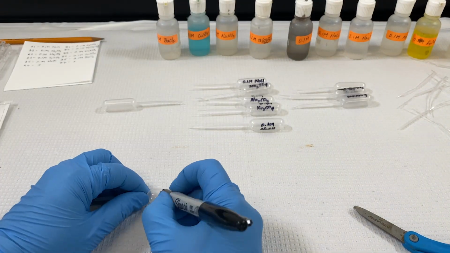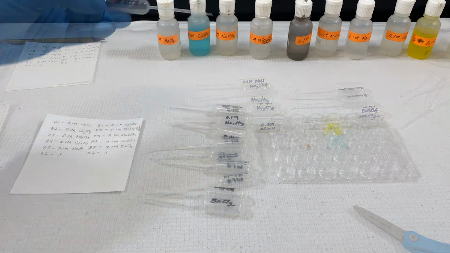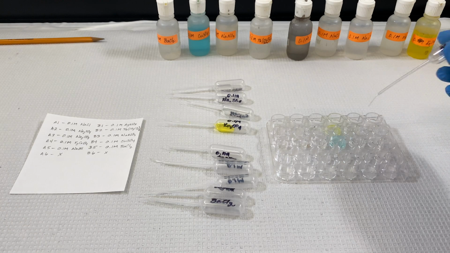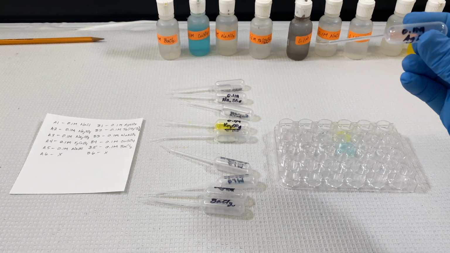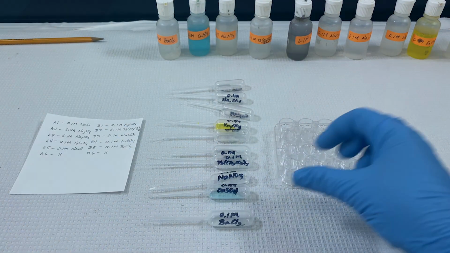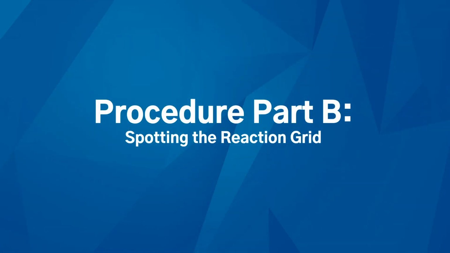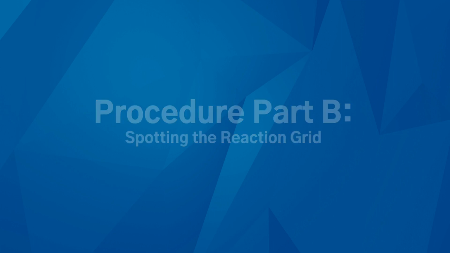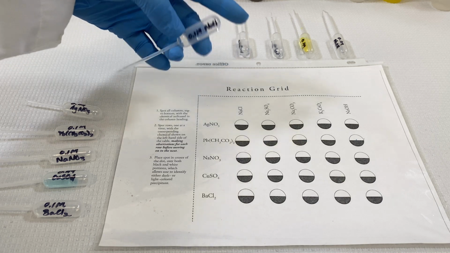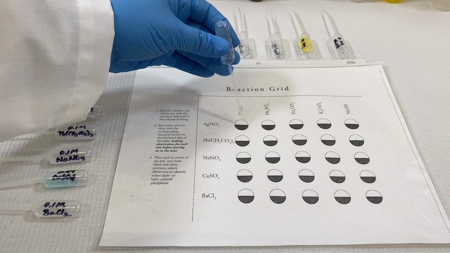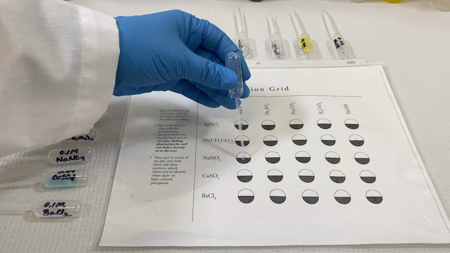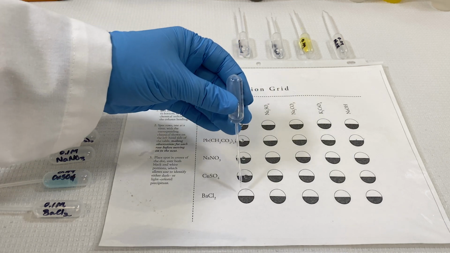After that, it's pretty easy to figure out what we're going to do. With each of those 10 chemicals that we have, we are going to pull the chemical up into the respective pipettes. Next, it's time to spot the reaction grid with each of those chemicals. As you can see on the reaction grid, 5 of our reagents are across the top, and 5 are listed down the side. So we're going to have a matrix of 25 mixtures that we're going to make.